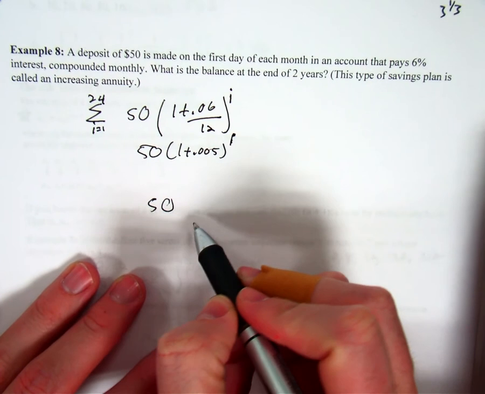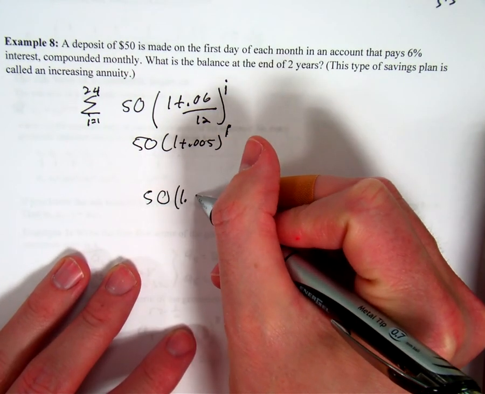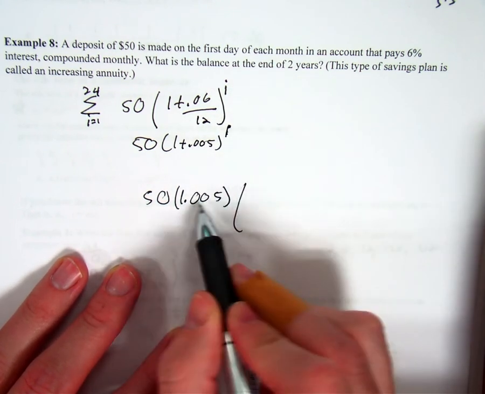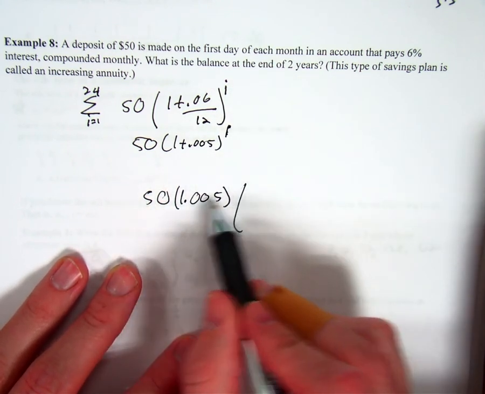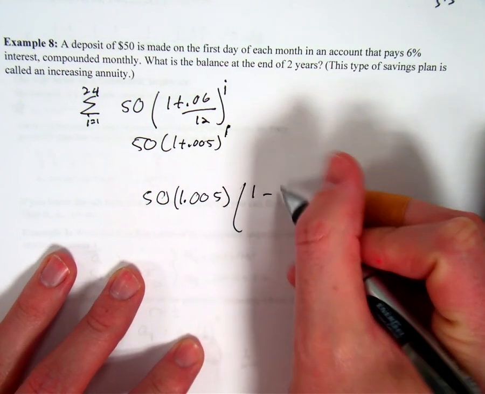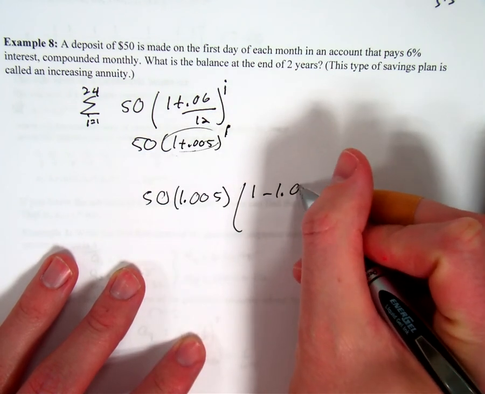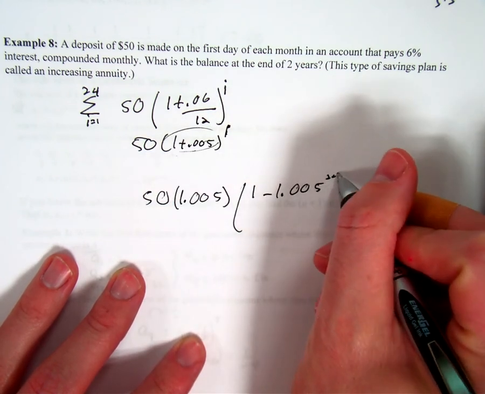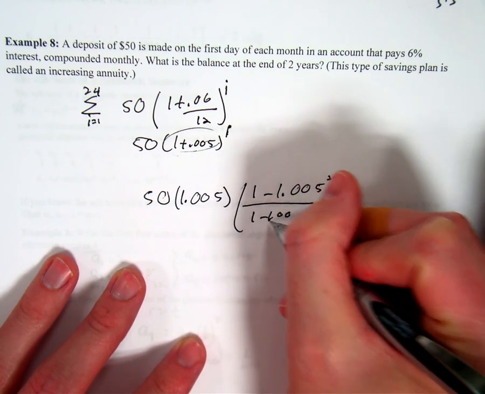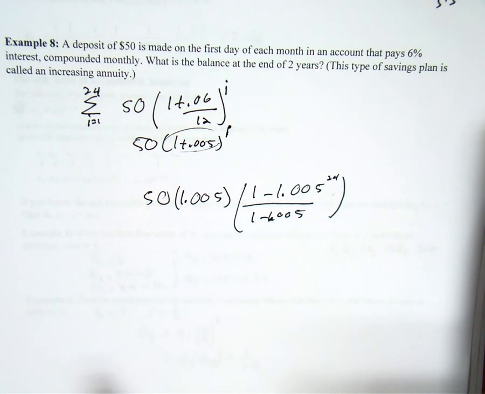$50, and our very first $50 does get that interest, so we're going to put that right here. So that's like our first term, because that $50 gets interest for that first month. And then we have 1 minus the 1.005 to the 24th power, over 1 minus 0.005. So it's a little bit different than the Algebra 2 one.